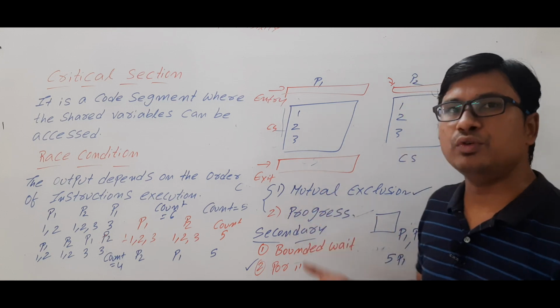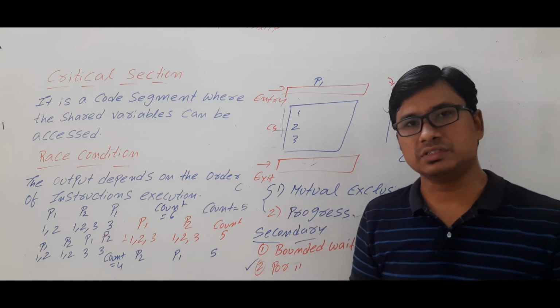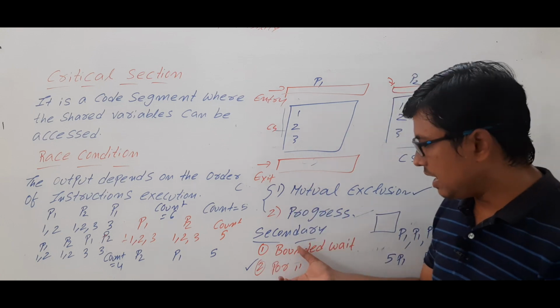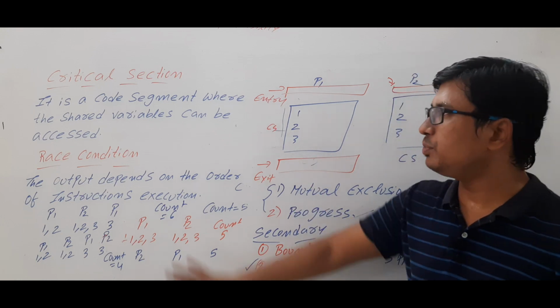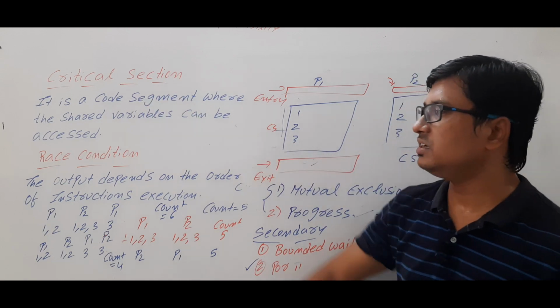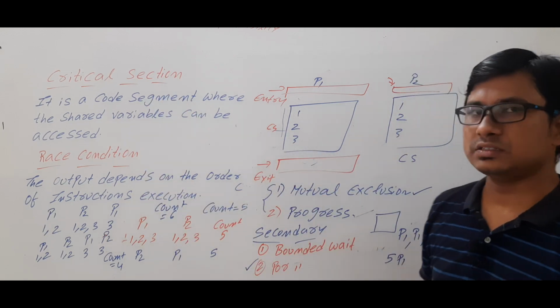So these are the 4 requirements of any process synchronization: 2 are primary and 2 are secondary. I hope you have understood what a critical section is, what a race condition is, and what the requirements are.